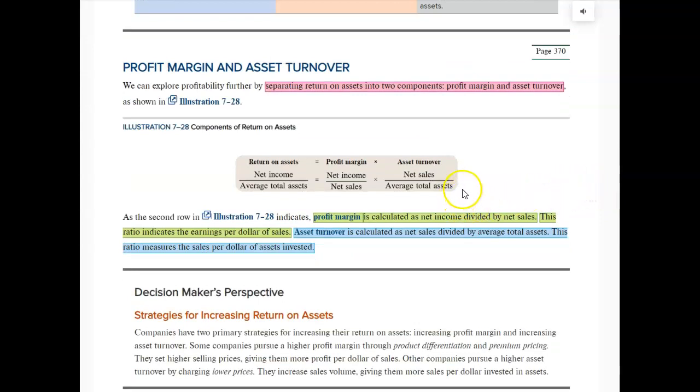Now, profit margin and asset turnover, these are two components of the return on assets. Profit margin is just simply net income divided by net sales. And this tells you a percent, for every sales dollar you have, what is your net income? What percent of your sales is your net income? Asset turnover, how efficient are you in using your average assets in generating sales? That's what this is showing you.